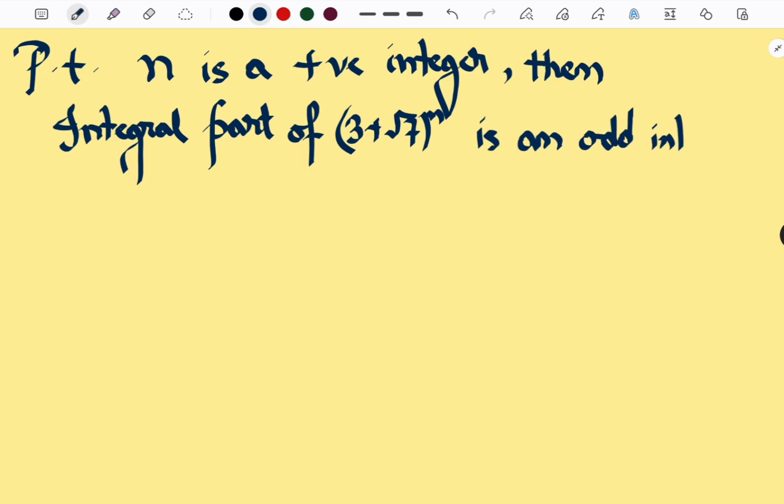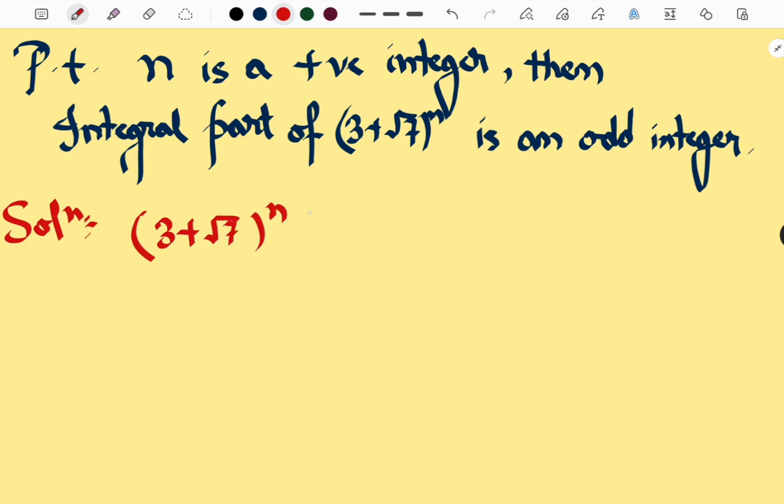Now this we are required to prove is an odd integer. So how do we proceed? Let's see. Again, (3 + √7)^n is given. What will we consider? Some integer plus fractional part. Why? √7 has value 2 point something, so 3 plus 2 point something will be 5 point something. 5 point something to the power n will obviously be some integral value plus some fractional part, and this fractional part will always lie from 0 to 1.